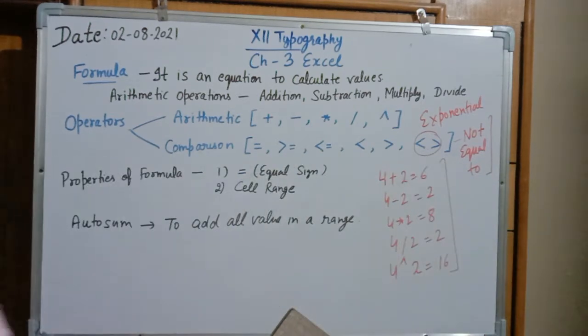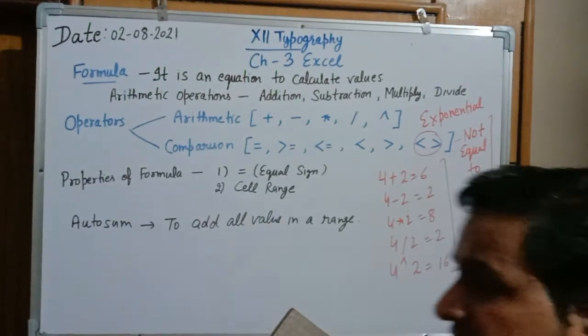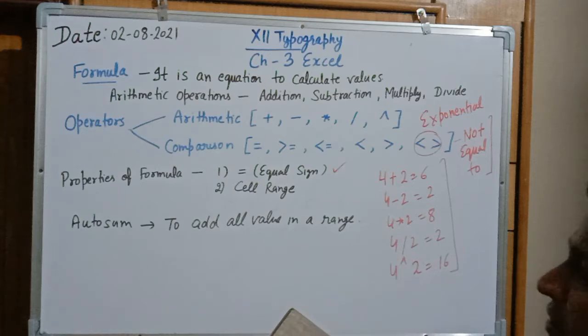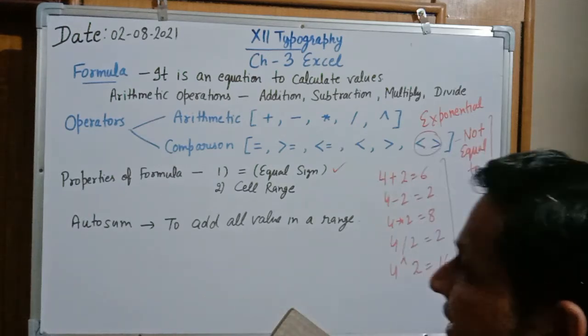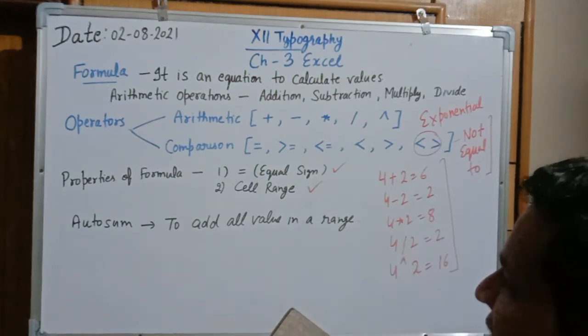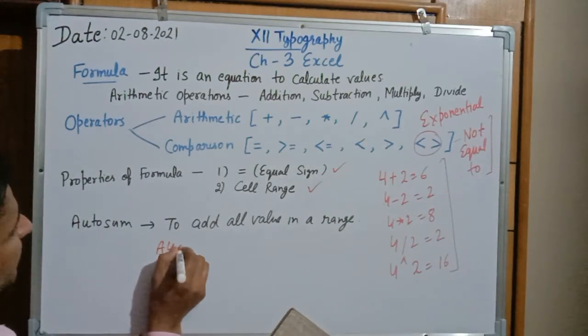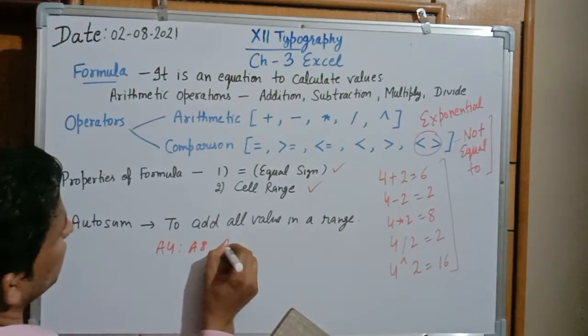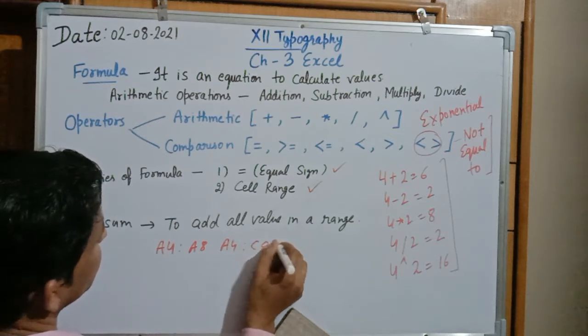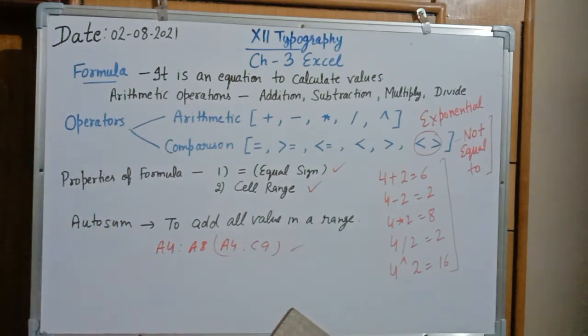Next is properties of formula. Formula contains some properties. Each formula starts with an equal sign. It is the symbol that is used for writing a formula. Each formula has a specific cell range, like it can be from A4 to A8, A4 to C9. This is known as range. It has a specific range.